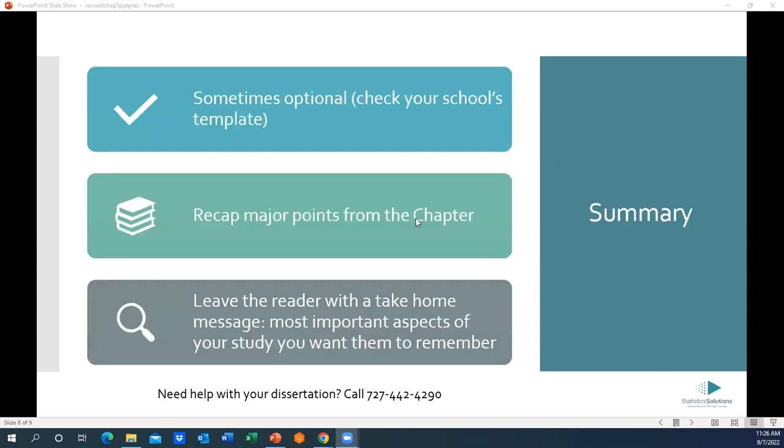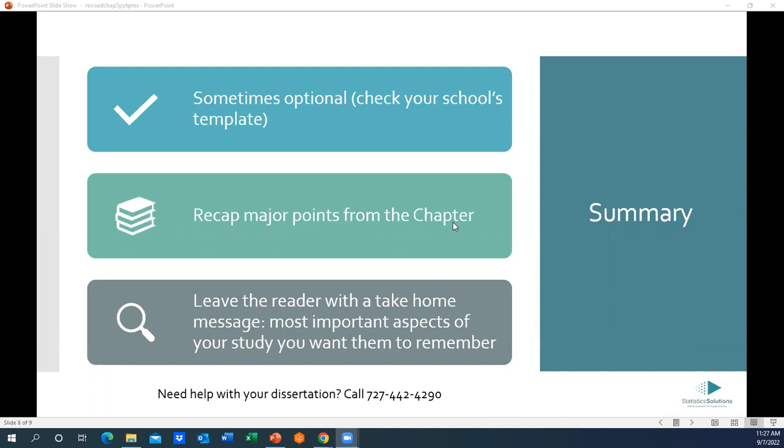Okay. And then with the summary, check your school's template. Sometimes schools just let you end with recommendations for further research. Sometimes they want a summary. Schools are different. Again, just see what your school wants. So the idea is to recap major points from the chapter. And since this is the summary, not only of the chapter but of the entire study, the dissertation, you want to leave your reader with a take-home message. That is the most important aspects of your study that you want the reader to remember, right? To leave them with a strong, positive take-home message about what you found and why your study was important.